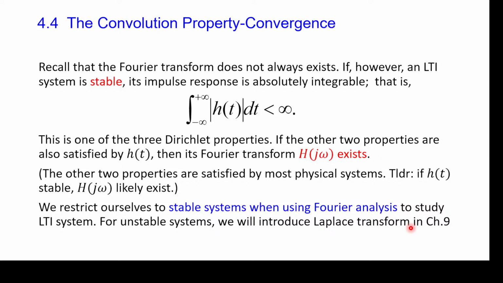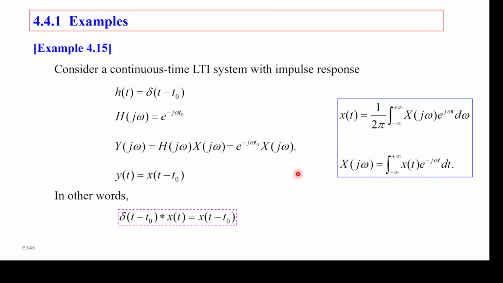So for now, just remember your system should be stable. We'll focus on stable systems, and the convolution property analysis should work because big H should exist. Okay. And now let's go through some examples.